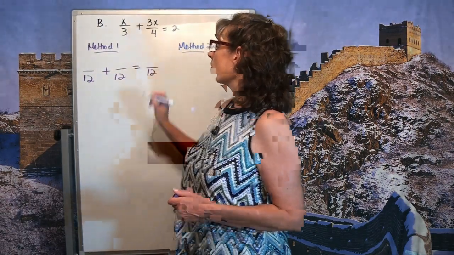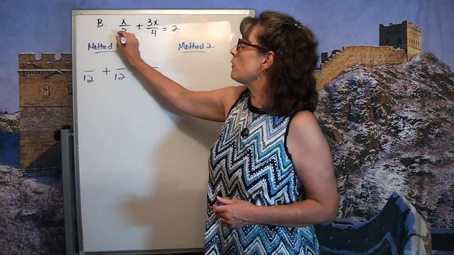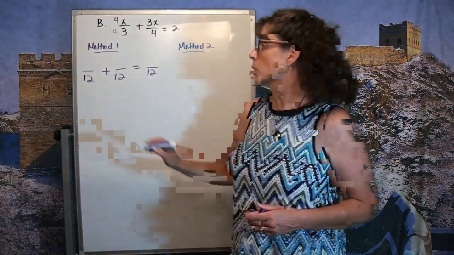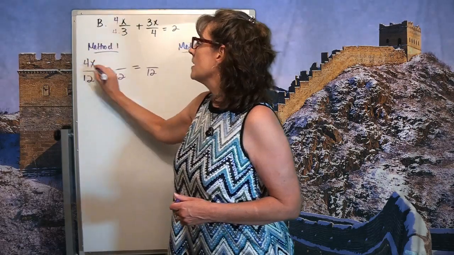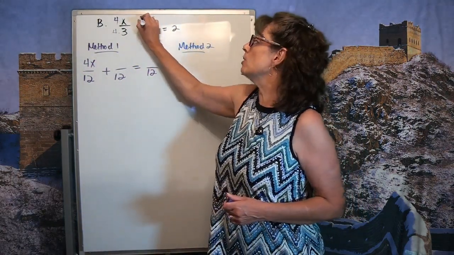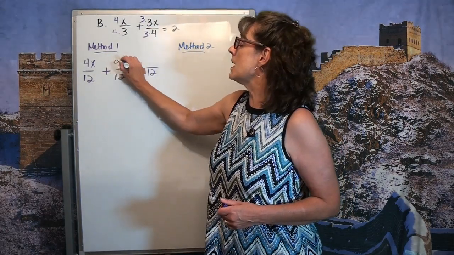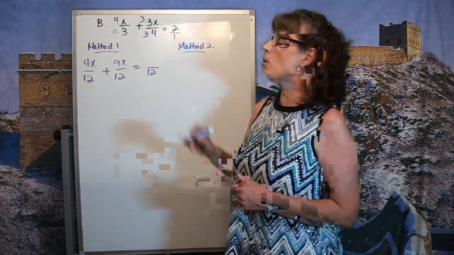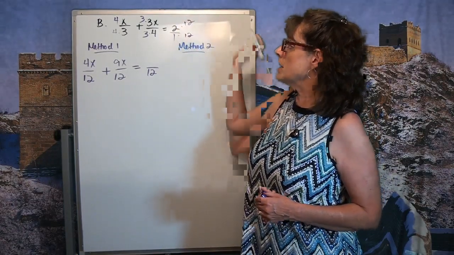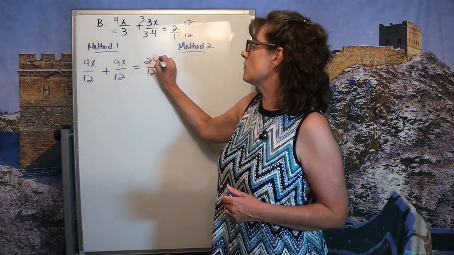including over here. So now I'm going to take that 3 and multiply it by 4 to get a 12, which means I multiply my numerator by 4, giving me a 4x. Here I'm going to multiply this denominator by 3, which means multiply the numerator by 3, giving me a 9x. Now if I put that 2 over a 1, that means multiply its denominator by 12, multiply its numerator by 12, giving me a 24.